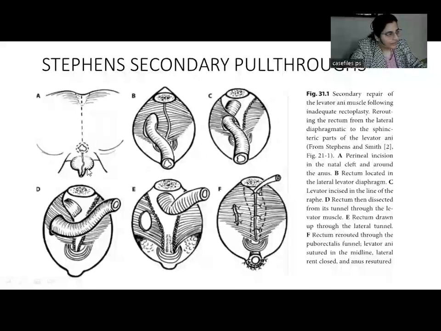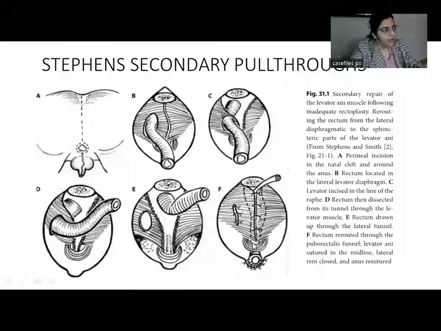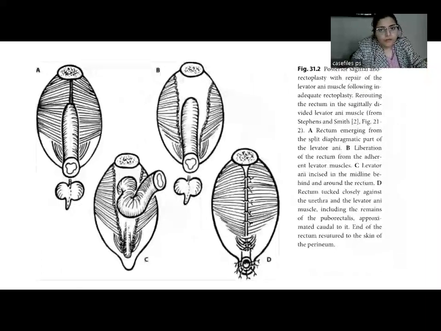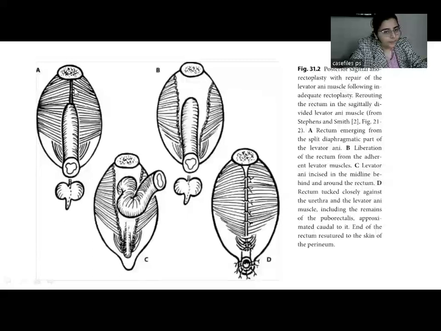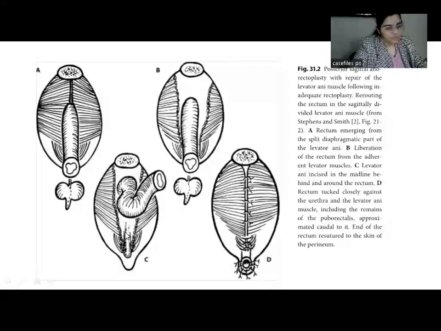So in this, again, we do the same perineal PSARP approach, and we try to bring the rectum to the correct position. The idea is to bring the rectum just behind the urethra, in the midline, and between the levator ani and the pubic talus ani. Similarly, it could be that though it is in the midline, it is too anteriorly or posteriorly located, so that the sphincter is not well circumscribed around the pull-through rectum. In those cases also, a similar secondary pull-through approach has to be done.